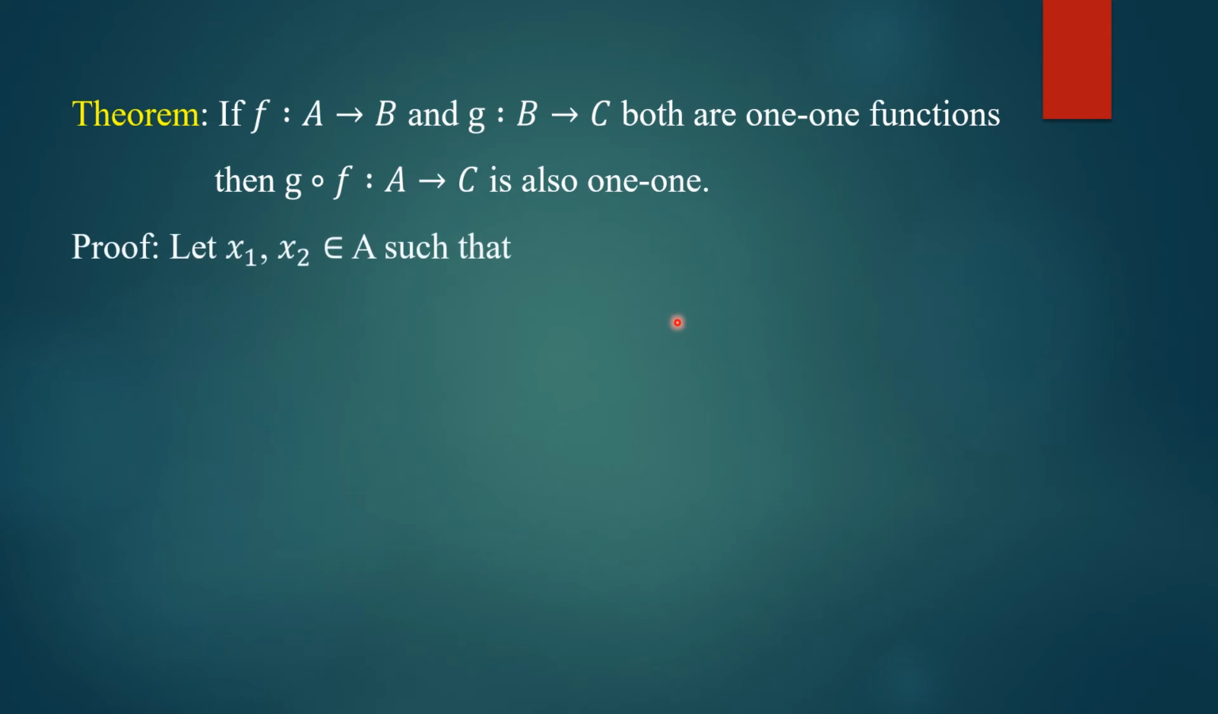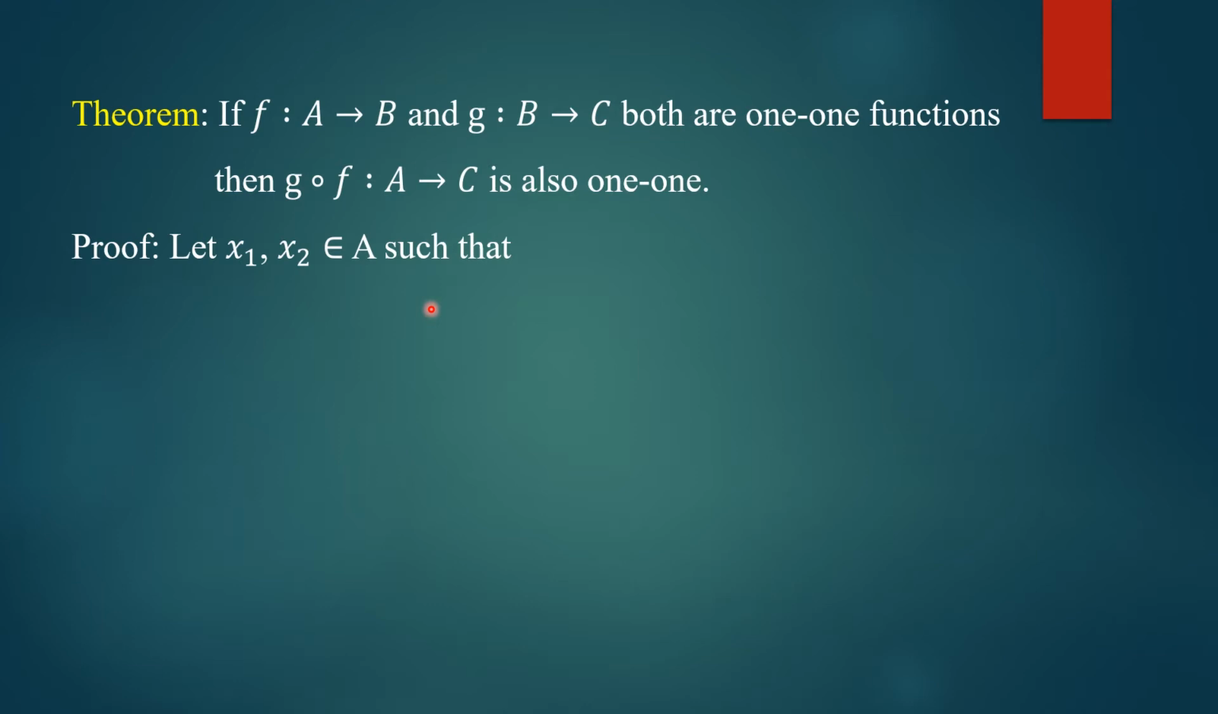So first of all, to check whether a function is 1-1 or not, we are to take two elements in the domain of the function. So x1 and x2, these are the two elements in the domain of the function g∘f. The g∘f function domain is A. So we are taking x1 and x2 from A, because our target is to show that g∘f is 1-1, so we are taking x1, x2 in the domain of g∘f, meaning A.